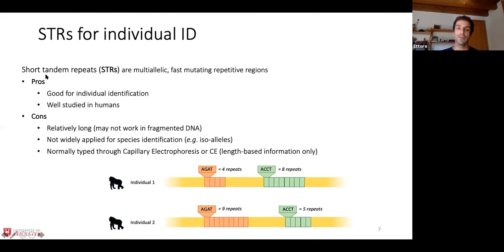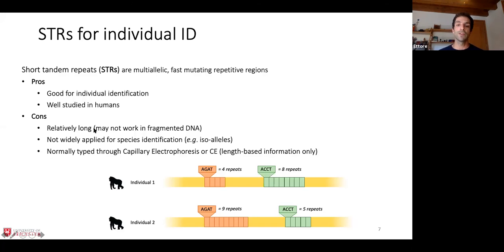Again, the pro of using STRs as markers for DNA testing is that they're very good for individual identification. Also, and this is really helpful for me, they're well studied in humans. So when it comes to making comparisons between great apes and humans, I have data that is already there, and I can exploit it for my study and research.